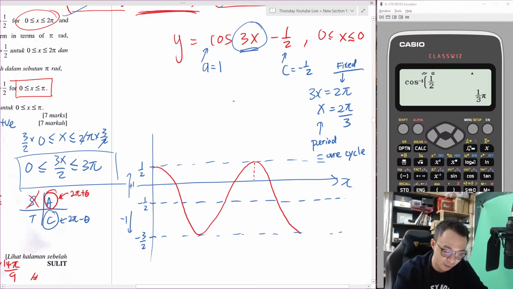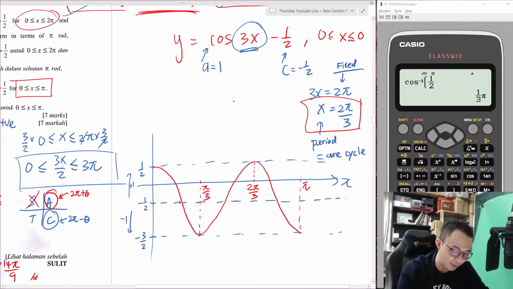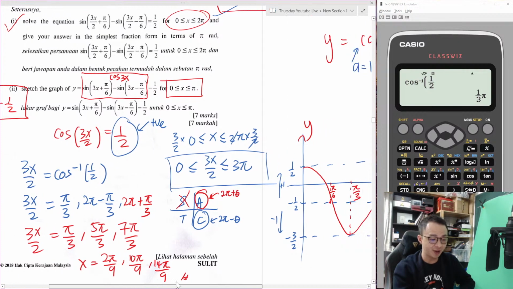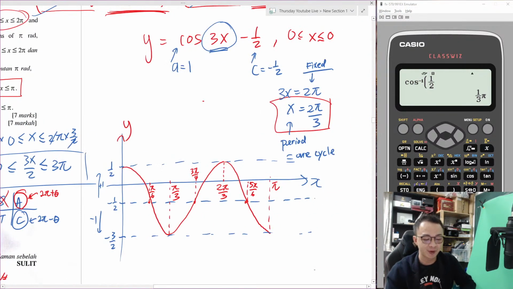Alright, since I know my cycle will end at 2 pi over 3, I cut it in half here. It is pi over 3. So plus another pi over 3, here is pi. So this one will be half again, which is pi over 6. So it's 2 pi over 6, this one will be 3 pi over 6, 4 pi over 6, 5 pi over 6. Then this one will be my y, this one will be my x. And then I believe I sketched it finished without needing to find the number of solutions. So this will be my whole graph here.